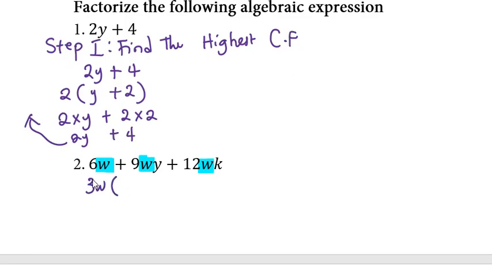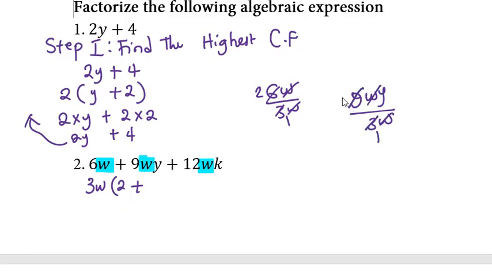Whenever you discover the common thing, you now use it to divide the other values. So 6W divided by 3W, the W's will definitely cancel out, and 6 divided by 3 is 2. So you write 2 here, plus 9WY divided by 3W, the common factor. We are always using the common factor to divide. W will definitely cancel W, and 9 divided by 3 is 3. So we have 3Y. Whatever you have remaining, you write it in.